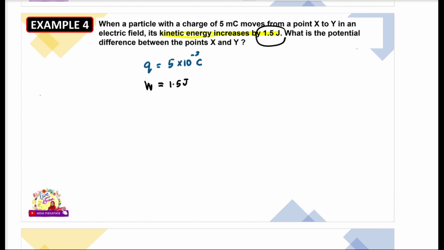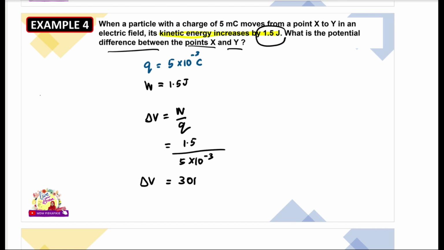Okay, so daripada maklumat dia bagi tu kita boleh relate kan. Therefore, we want to calculate the potential difference between point X and point Y. So delta V is equal to W over Q. Therefore, okay, substitute sajalah kan. 1.5 over 5 exponent negative 3 and you dapat jawapan 300 volt. Okay, so finish example number 4.